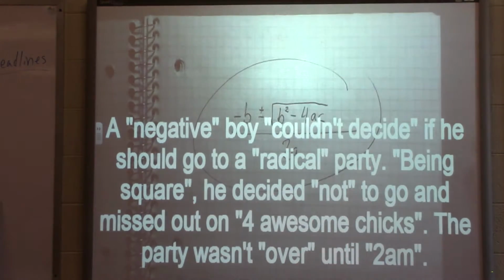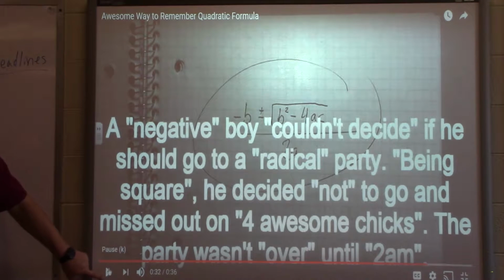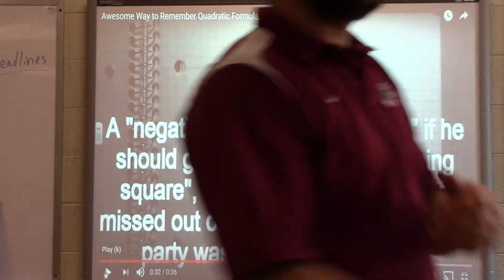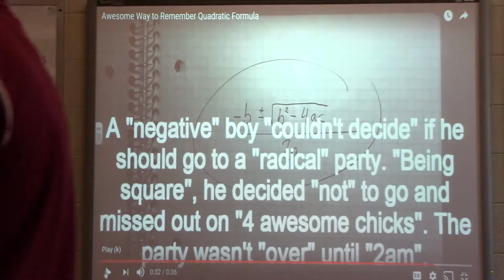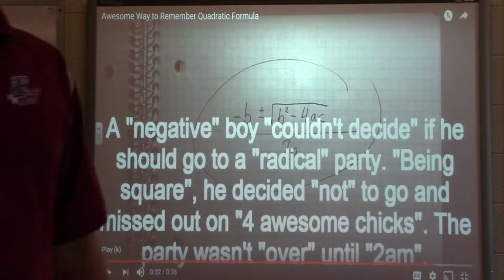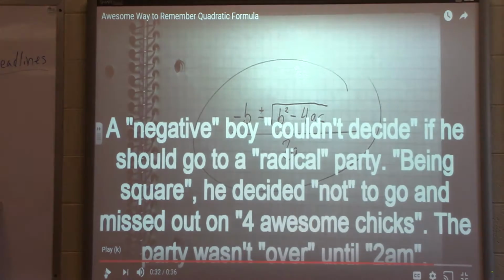Boom. Quadratic formula. I like that one better. In case you want to write it down, I'll leave it up there. Those are just two ways to remember it. Otherwise, you can just remember negative b plus or minus square root of b squared minus 4ac all over 2a. It's up to you. However you want to remember it, you do it. But you will need to know it for the test. Is that understood?